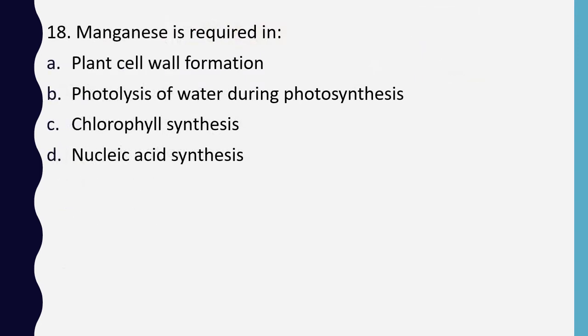Question number 18. Manganese is required in plant cell wall formation, photolysis of water during photosynthesis, chlorophyll synthesis, nucleic acid synthesis. Manganese is required in. Correct answer is option B, that is photolysis of water during photosynthesis.